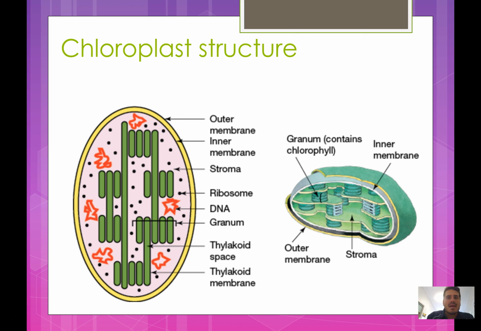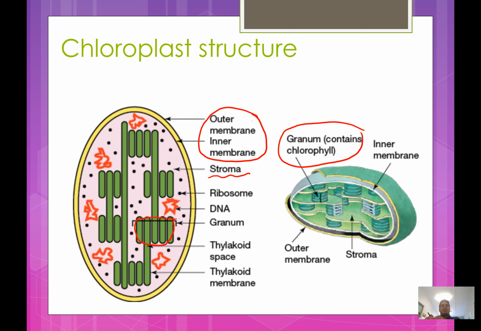So the chloroplast is made up of two membranes, an outer membrane and an inner membrane. Inside of the chloroplast, we've got a liquid. It's very similar to the cytoplasm. We call that liquid the stroma. And then we've actually got these membranes, and we call these membranes granum. So this is a granum here. The granum are actually made up of little smaller membranes that are stacked up, and we call them the thylakoid membranes.